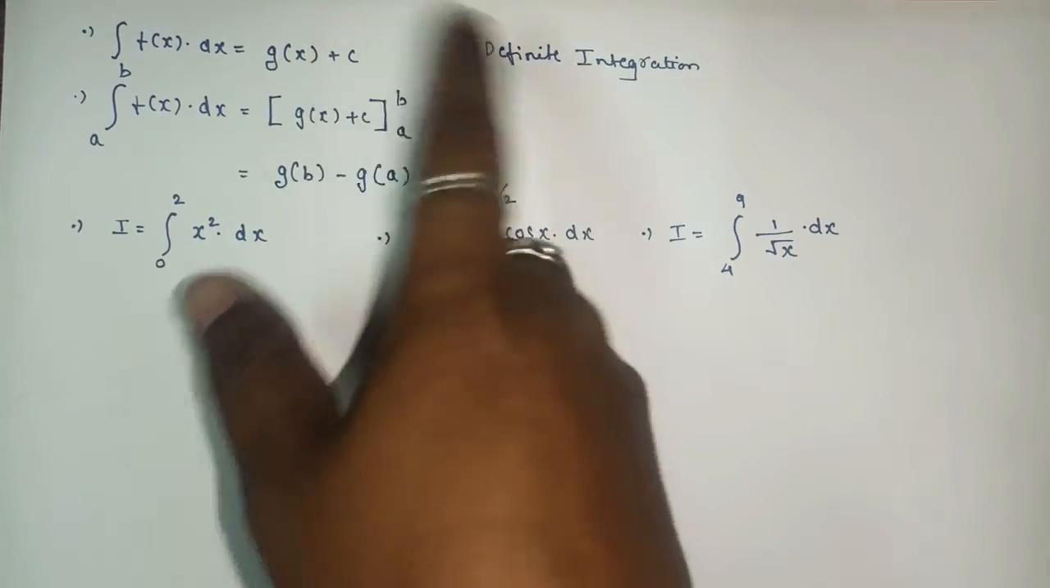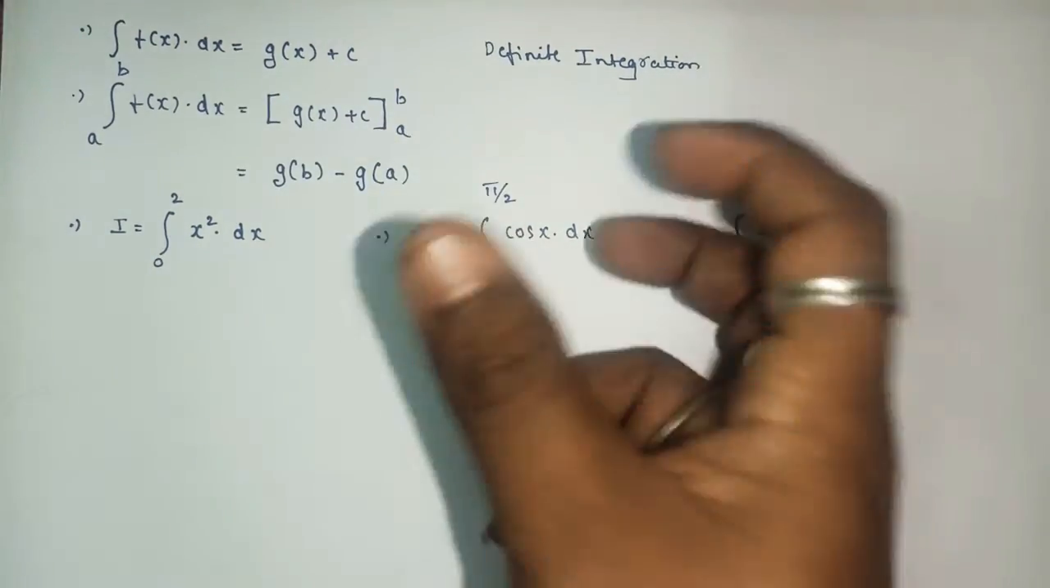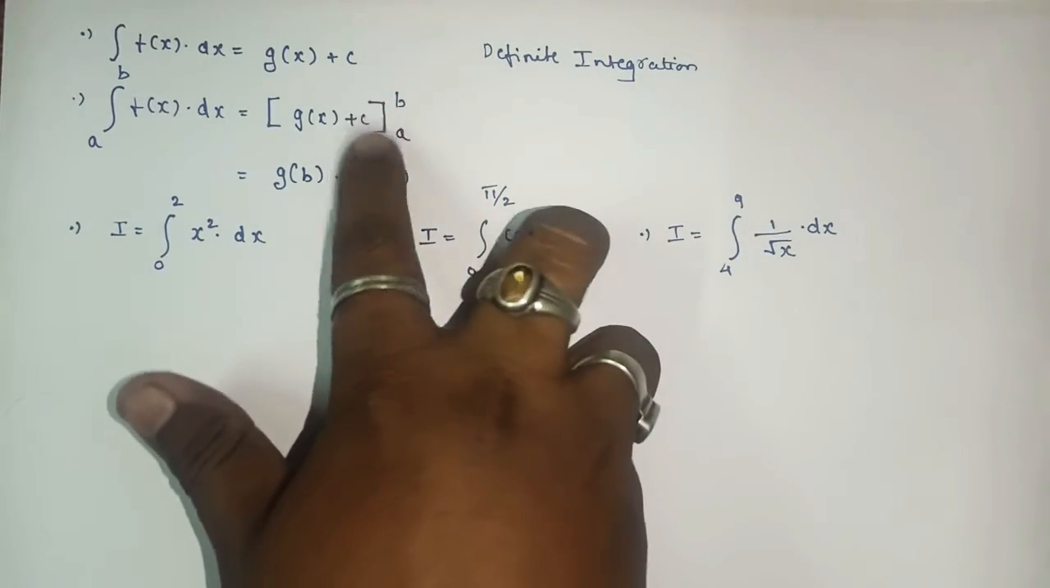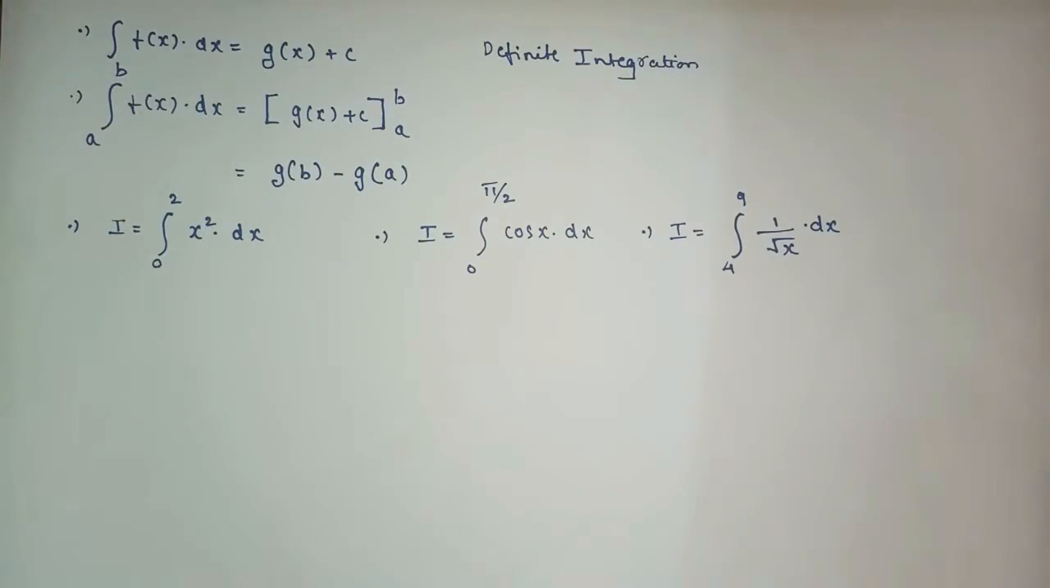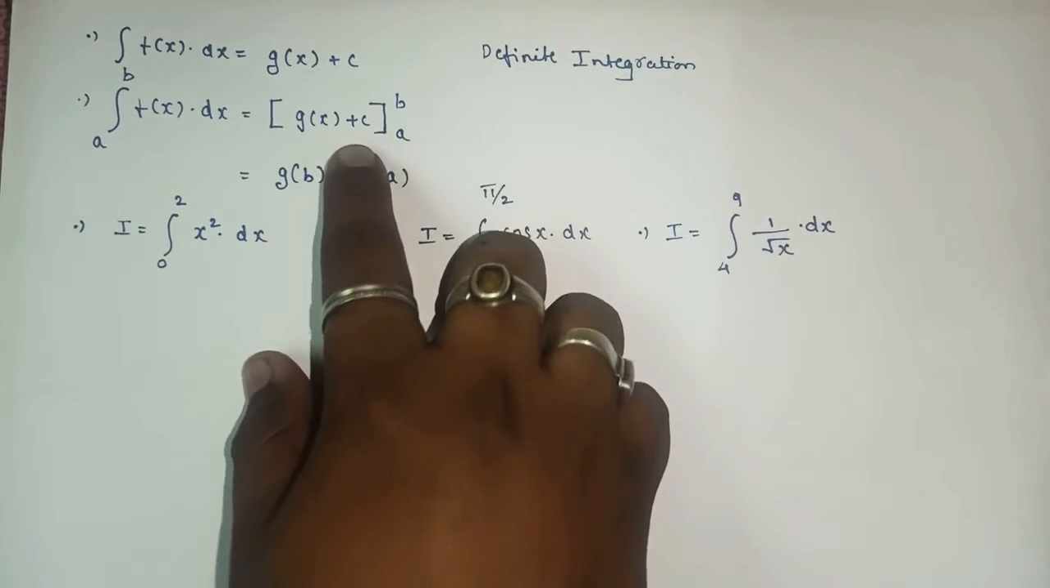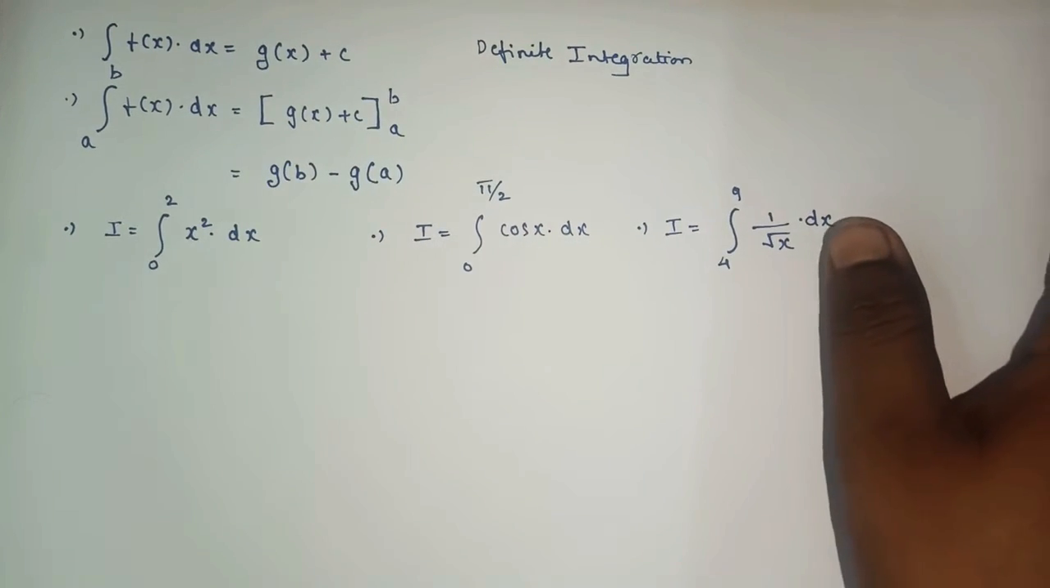Now I will show by using one example also why there is no need of writing this c. So the simple distinction I can say here: we used to write plus c in integration, and in definite integration, no need of writing plus c.